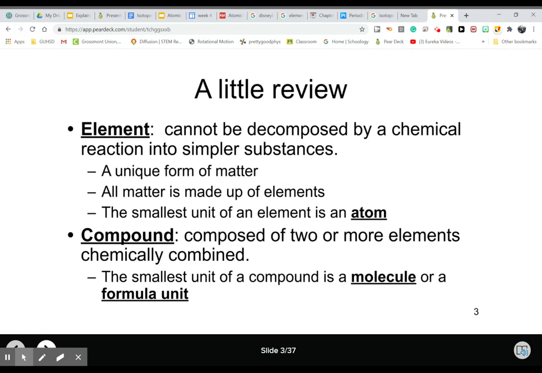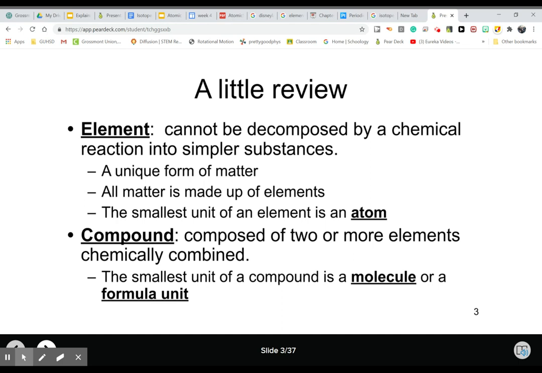So a little bit of a review, and I'm going to go through these first few slides very quickly because we've already gone through them. But an element is your smallest piece of matter that's not able to be decomposed by a chemical reaction. It's the most simple substance, and it's the most unique. The smallest unit of an element is an atom, and that's what we're going to be studying in this unit: atomic structure and atoms.